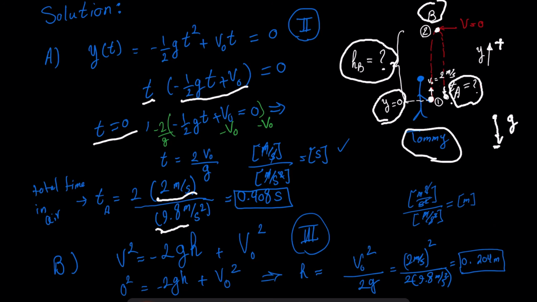We do the dimension check up here. v squared is meters squared per second squared. g is meters per second squared. Seconds squared cancels. Meter cancels with meter squared, and you get a meter for the unit, which makes sense unit-wise. So h, the height, is going to be 0.204 meters.